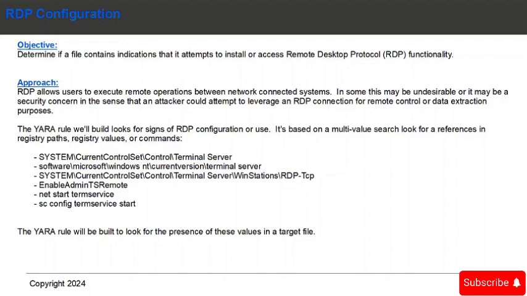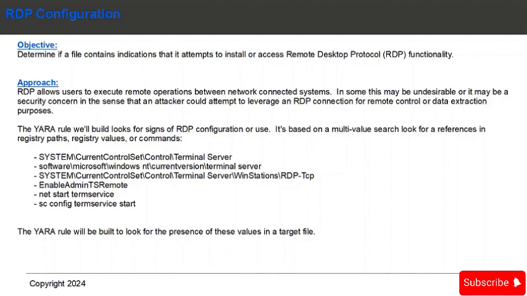In some cases, this is likely undesirable or would be a concerted concern in the sense that an attacker could attempt to leverage an RDP connection for remote control or data extraction purposes. The rule that we're going to build looks for signs of RDP configuration or use, and this is going to be a multi-value search, and we're going to look for references in a variety of different locations and forms. They could be registry paths, registry values, or commands.